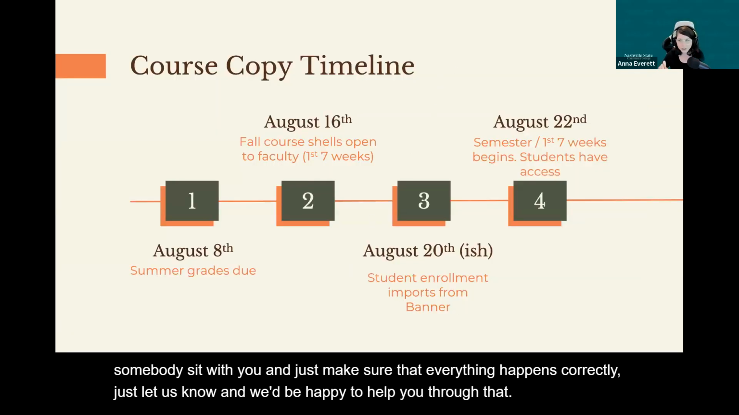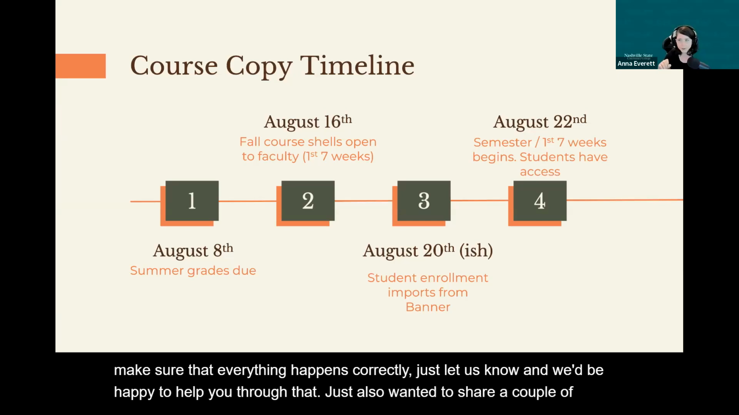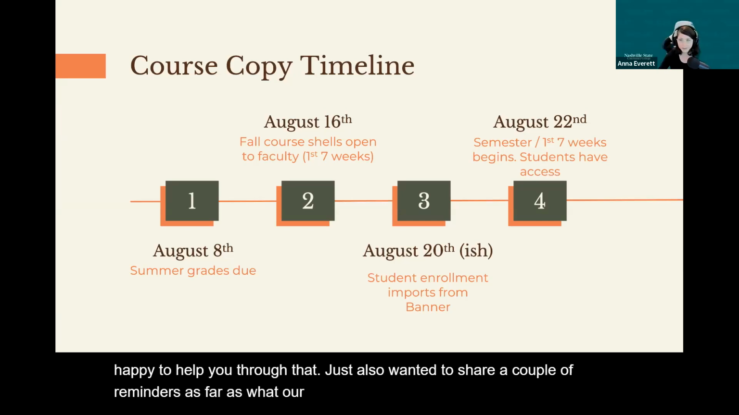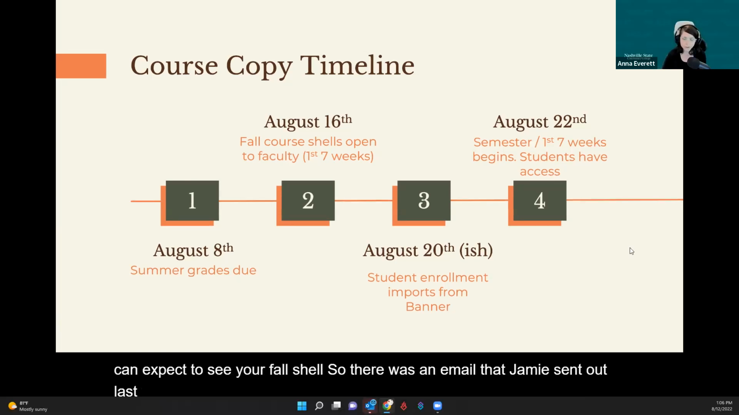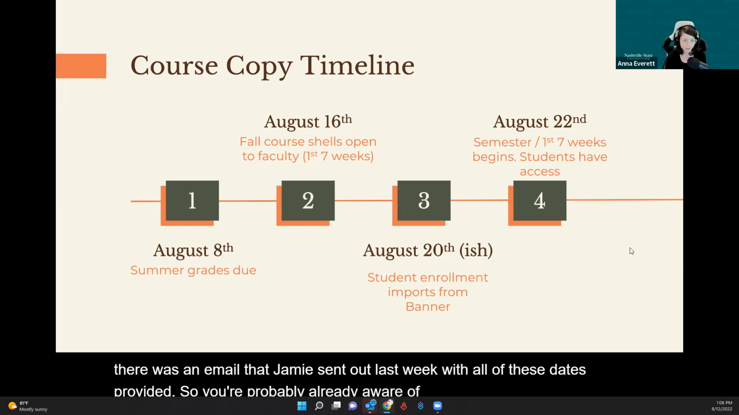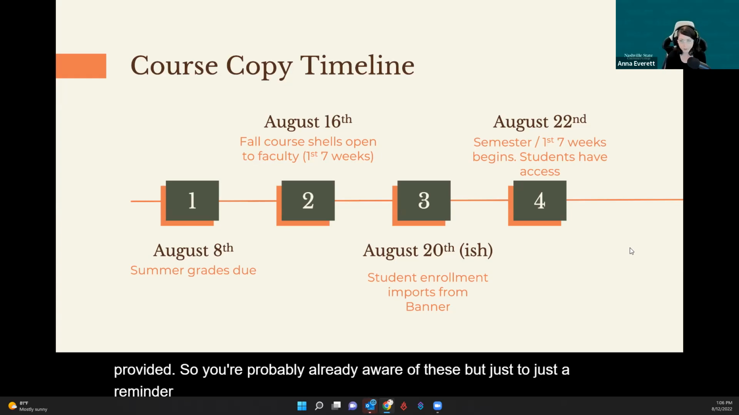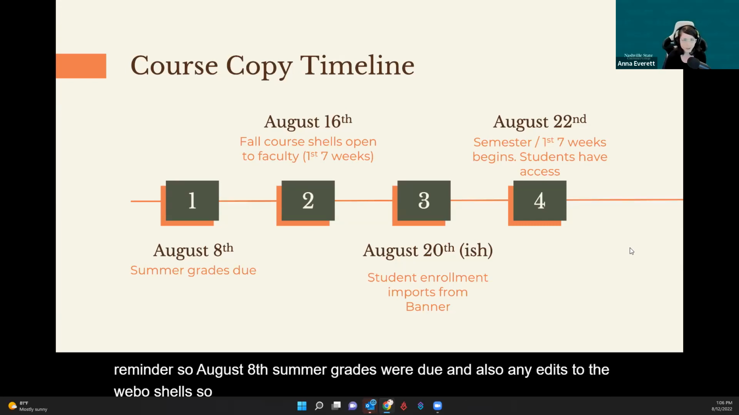I also wanted to share a couple of reminders about what our course copy timeline looks like and when you can expect to see your fall shell. There was an email that Jamie sent out last week with all of these dates provided, so you're probably already aware of these, but just a reminder. August 8th, summer grades were due, and also any edits to the WebO shells. So hopefully that's already happened.